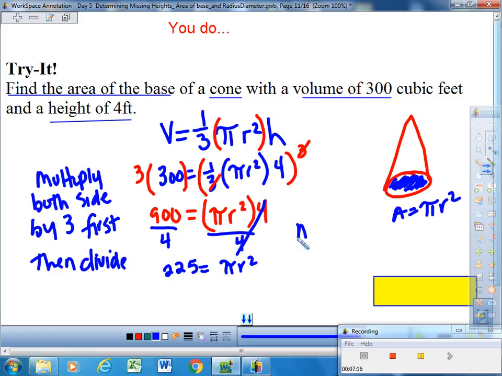So you would say area of the base is 225 feet squared. That's your answer.